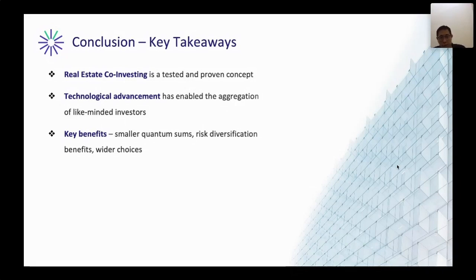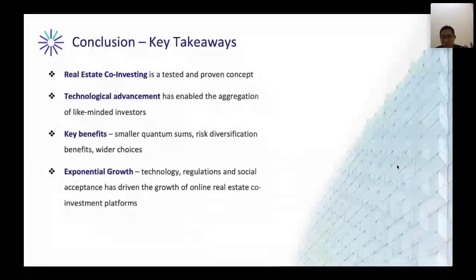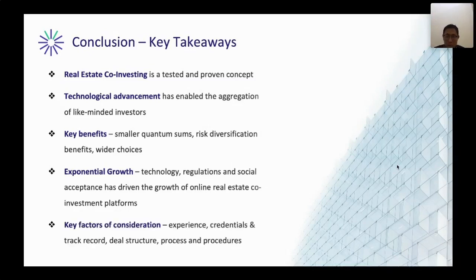Exponential growth, as you have heard, like Mao mentioned, the US has caught on and grown tremendously. Now it's coming down to Asia, and we think it's a fantastic alternative investment in real estate, simply because it gives you better risk-adjusted returns. And the key factors, like I mentioned earlier, when you choose a platform: experience, credentials, and so on.